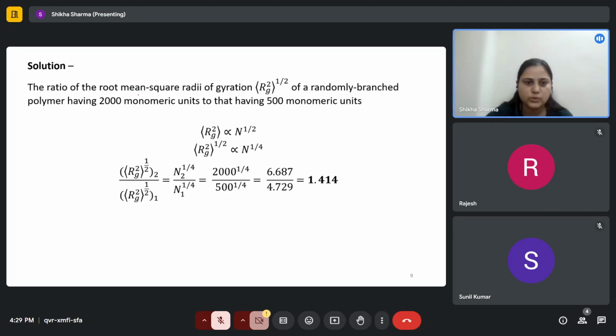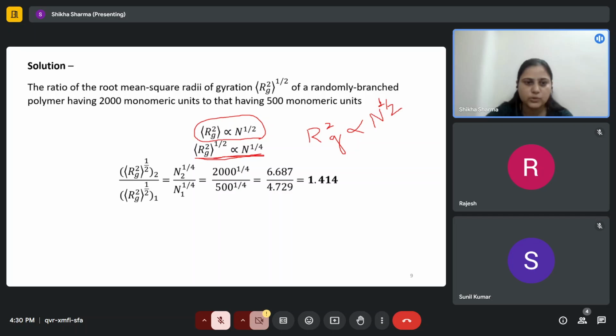So the ratio of the root mean square radius of gyration of a randomly branched polymer having 2000 monomeric units to that having 500 monomeric units is, the relation which we were discussing in the previous slide. The square radius of gyration is directly proportional to the square root of the number of the monomeric units, right? If we take the square root on both sides, because we need to calculate the root mean square radius of gyration, we get this formula.